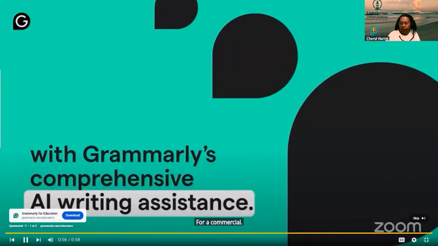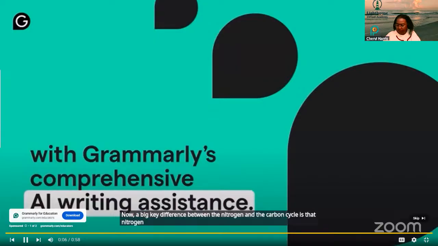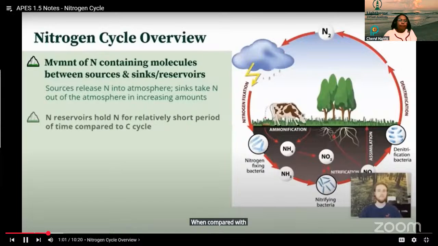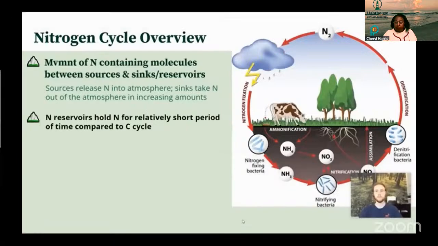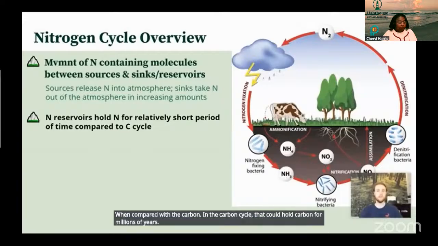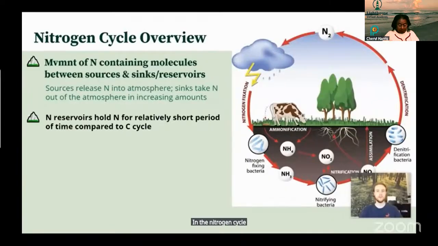Now, a big key difference between the nitrogen and the carbon cycle is that nitrogen reservoirs generally hold nitrogen for a relatively short period of time when compared with the carbon cycle. In the carbon cycle, reservoirs could hold carbon for millions of years. In the nitrogen cycle, most of the reservoirs are going to hold nitrogen for a relatively short period of time.